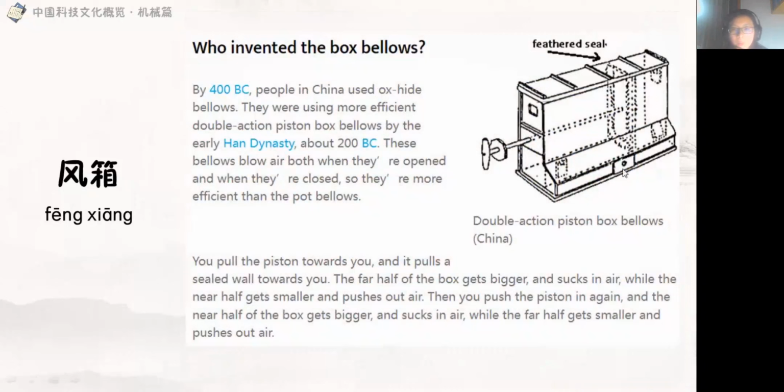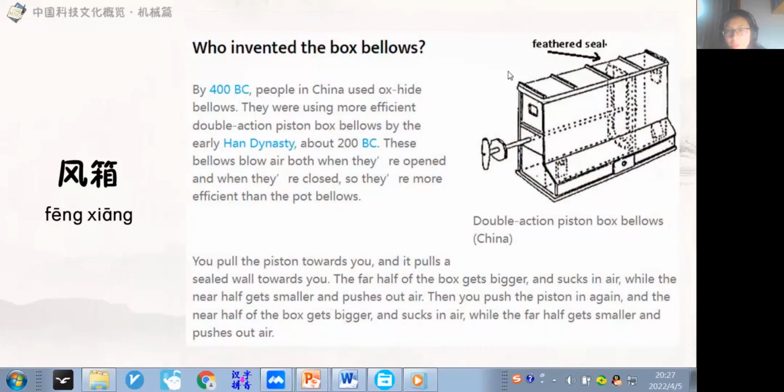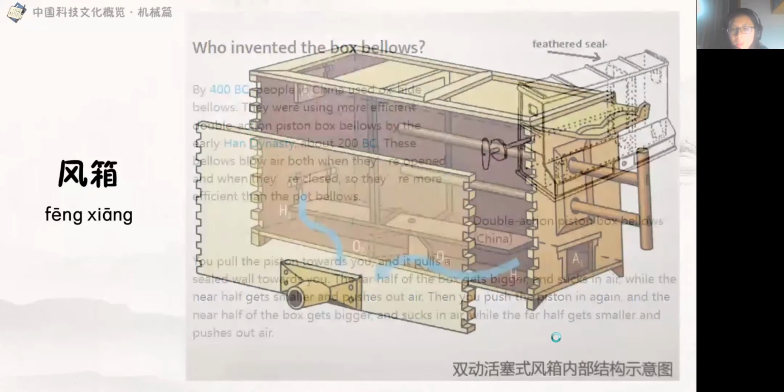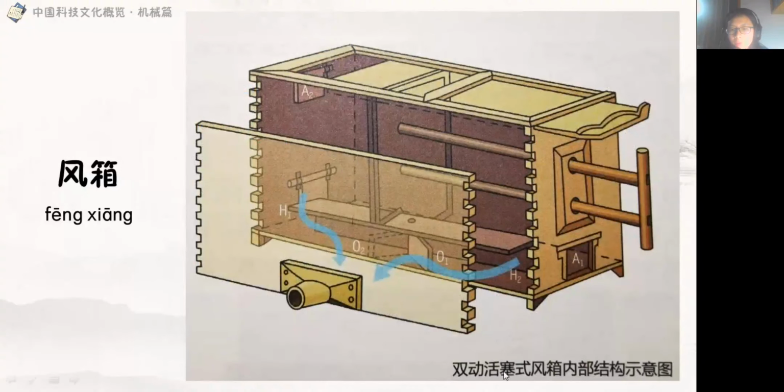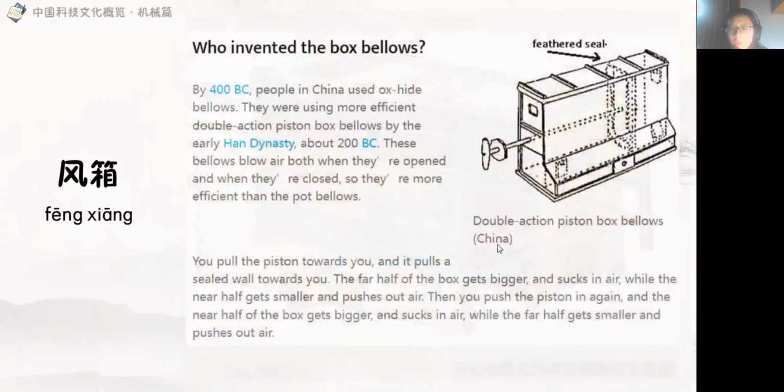Let's look at an English explanation. Let's see some useful sentences for us to know. Here, just now, it says 双动活塞式风箱, which means double action piston box bellows. You pull the piston, this thing, towards you, and it pulls a sealed wall towards you. The following you can read by yourself.